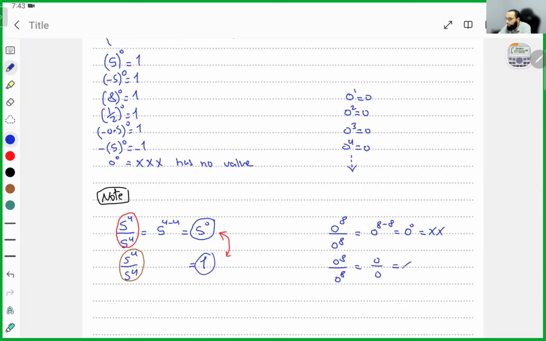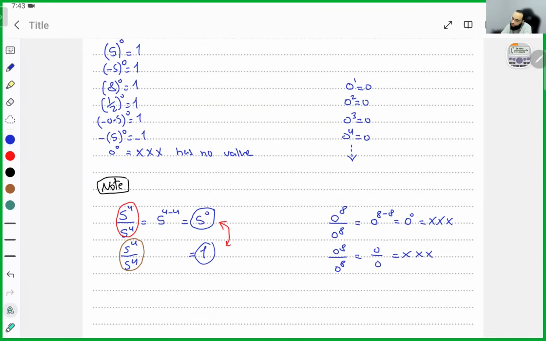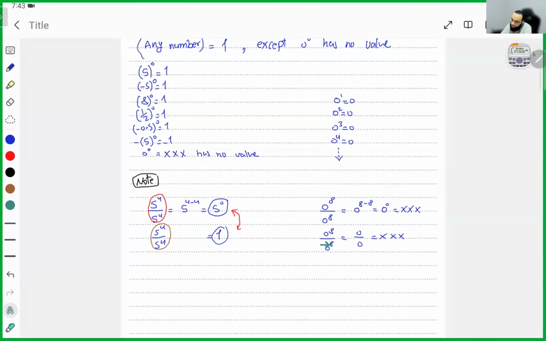And we studied before that we cannot put 0 in the denominator of a fraction. It's not correct. If you have 0 in the denominator, it doesn't work. It has no value. So it's the same. 0 power of 8 over 0 power of 8 gives us 0 power of 0. And also 0 power of 8 over 0 power of 8 gives us 0 over 0. So 0 over 0 has no value. That's why we are calling 0 power of 0 no value.